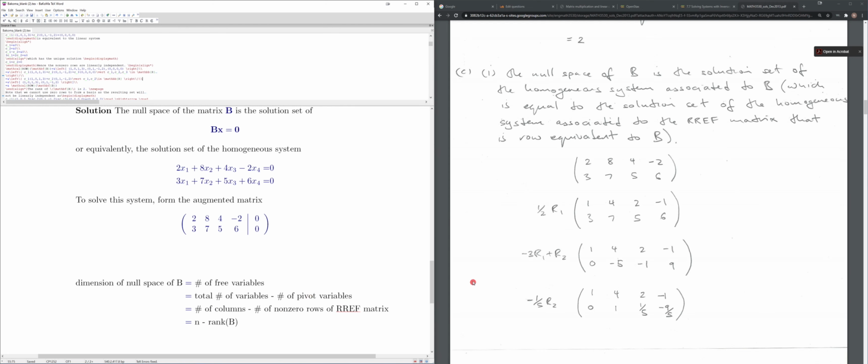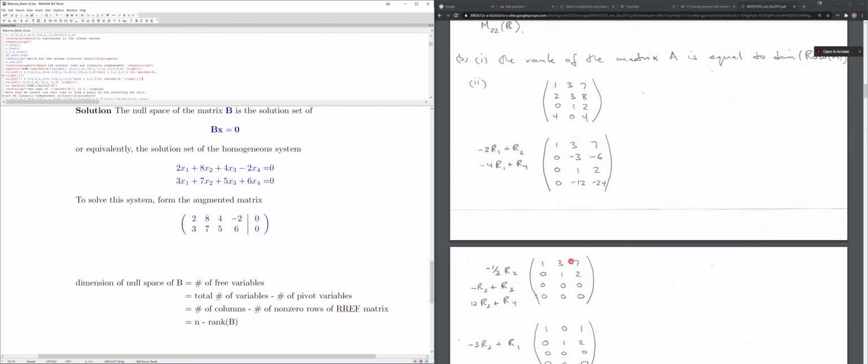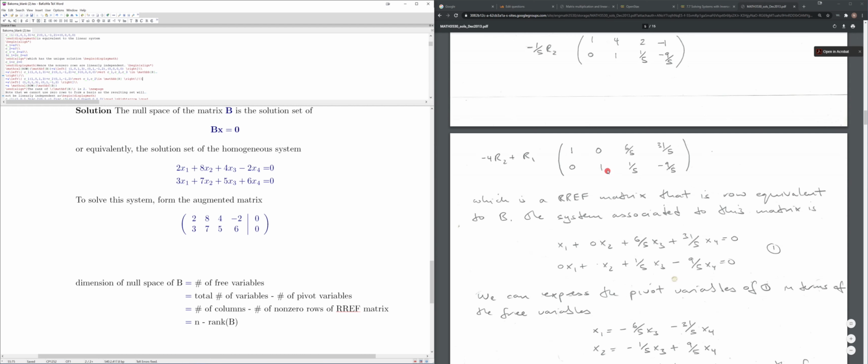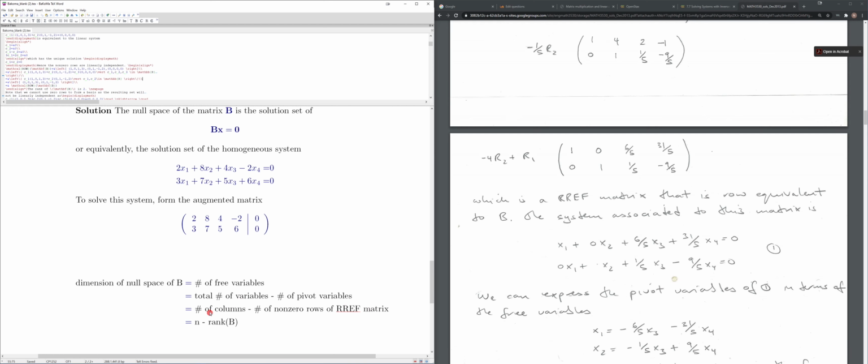And the number of pivot variables, what is it? Once you are working with the RREF, you have a pivot variable for each non-zero row. So the number of pivot variables is equal to the number of non-zero rows of the RREF. This pivot variable is for this non-zero row, and this pivot variable is for this non-zero row. So what I have is the number of columns minus the number of non-zero rows of the RREF. The number of columns I just said was equal to small n.